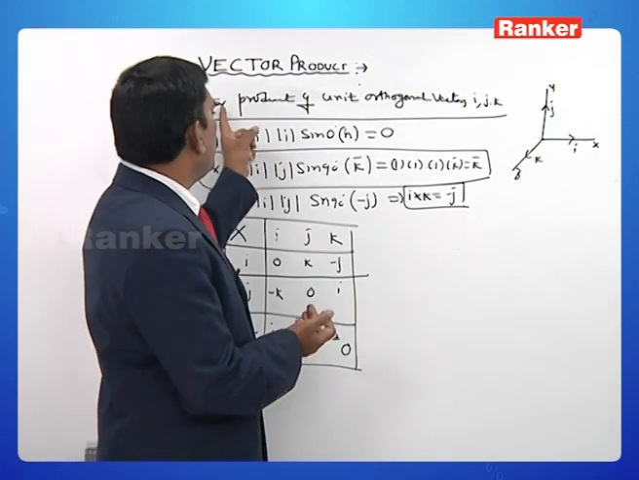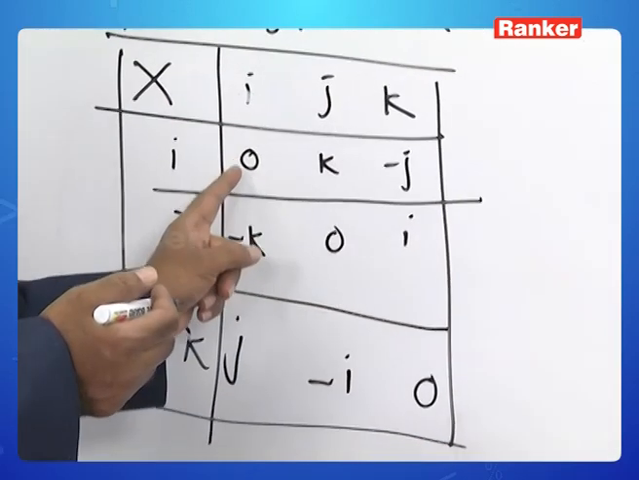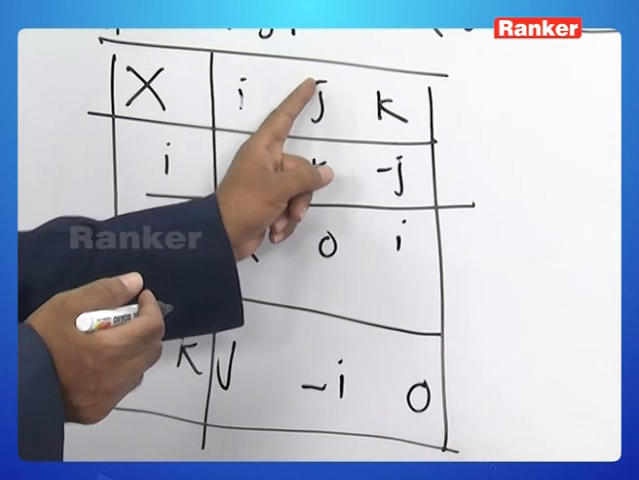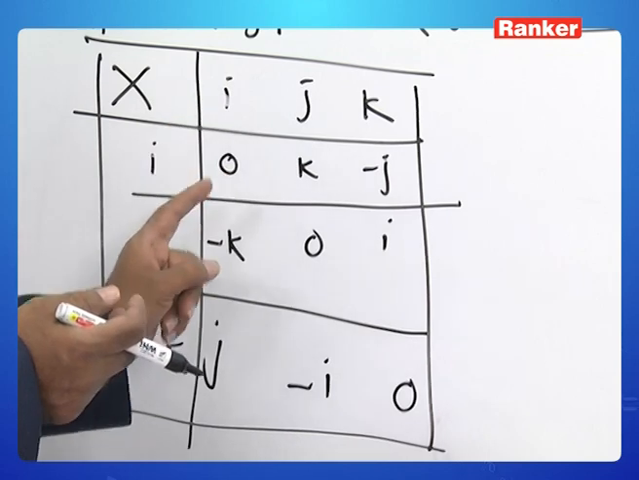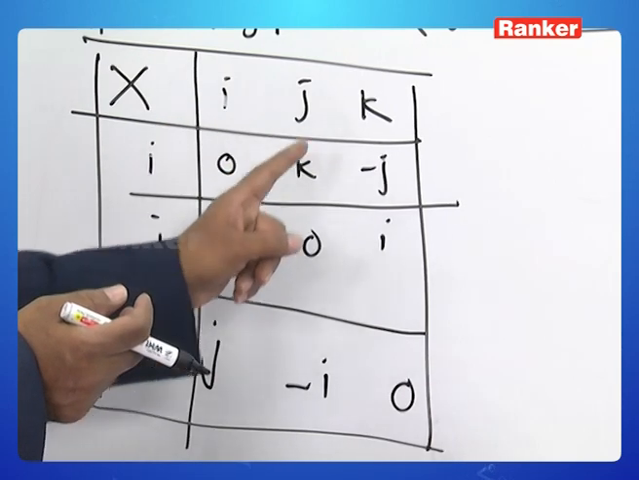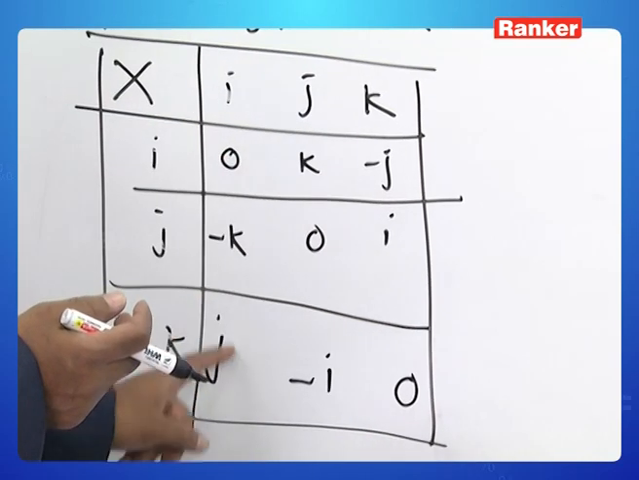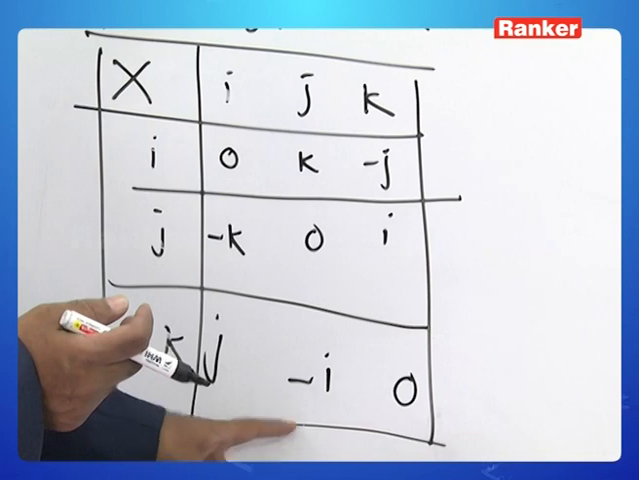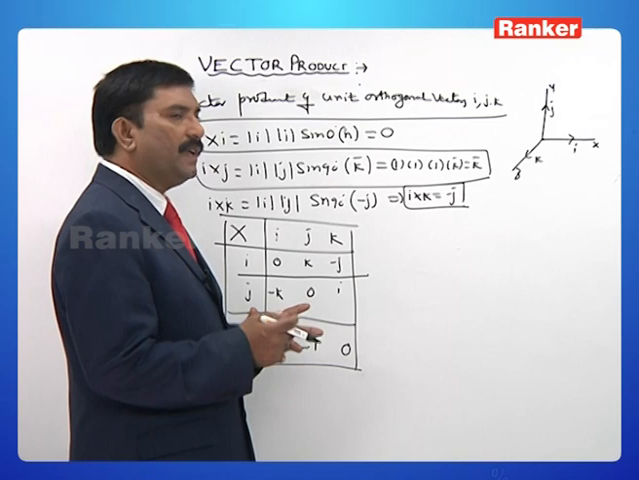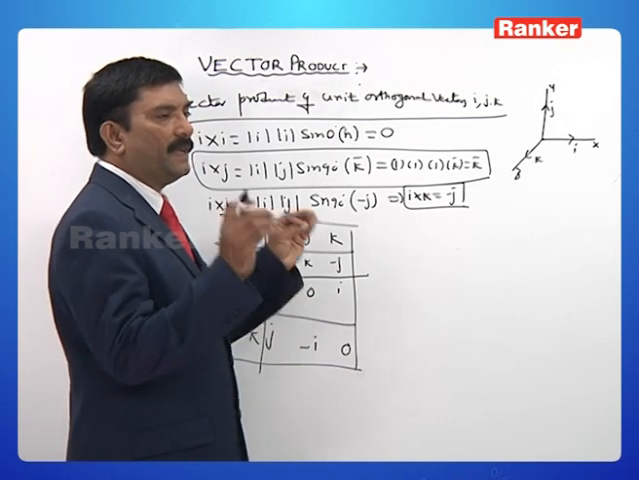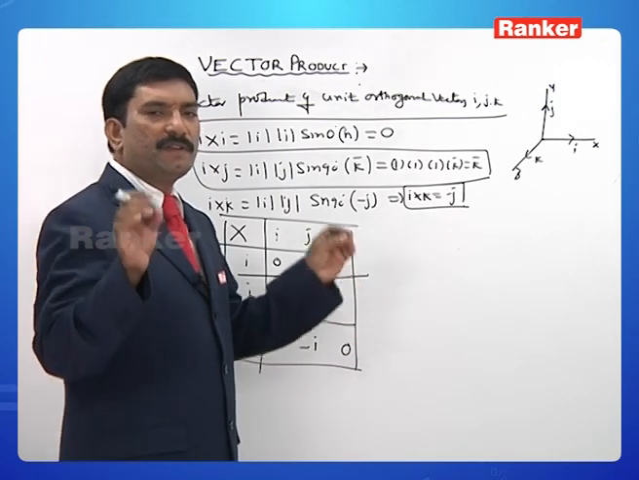The vector product of unit orthogonal vectors I, J, K is: I cross I is equal to 0, I cross J is equal to K, I cross K is equal to minus J, J cross I is equal to minus K, J cross J is equal to 0, J cross K is equal to I, K cross I is equal to J, K cross J is equal to minus I, K cross K is equal to 0. Always take into consideration, I is nothing but the x-axis, J is nothing but the y-axis, K is nothing but the z-axis.